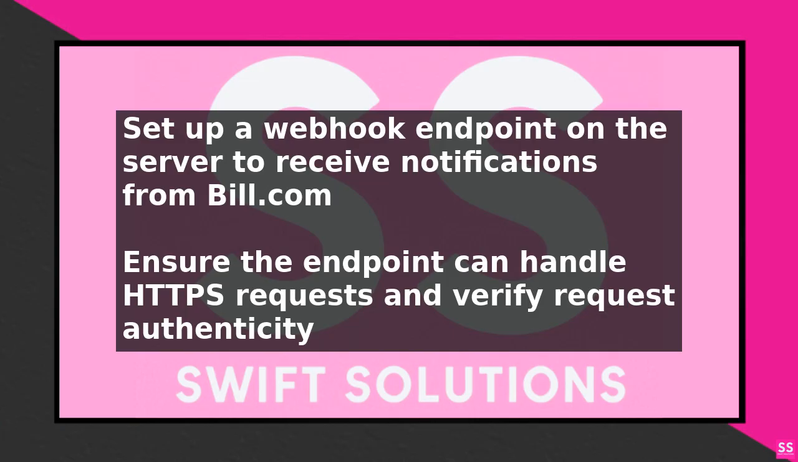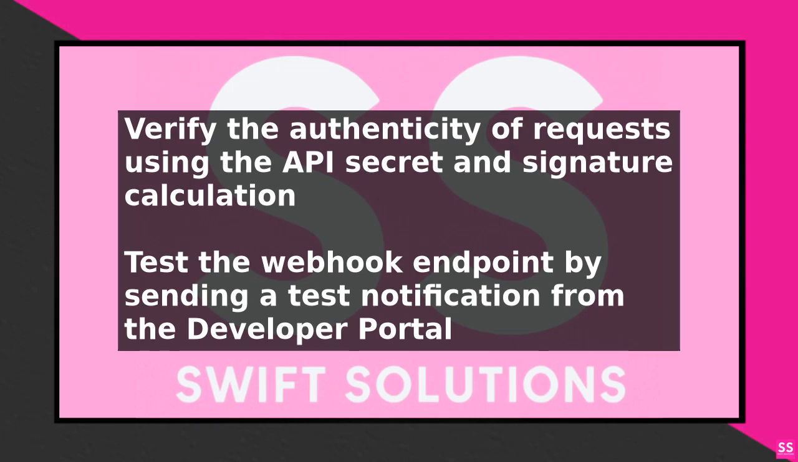Best practices for syncing the Bill.com API webhook include using a secure connection to prevent eavesdropping and tampering, verifying the authenticity of all requests, and handling errors and exceptions properly. You should also make sure to follow the guidelines set out by Bill.com for webhook implementation.